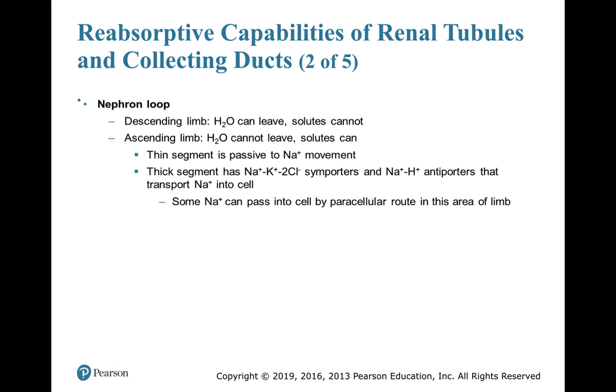So in the nephron loop, the descending limb will allow water to leave, but not solutes. In the ascending limb, water can't leave, but solutes can. The thin segment is passive to sodium movement. The thick segment has sodium, potassium, chloride symporters, so they move in the same direction, and sodium-hydrogen ion antiporters that are going to transport sodium into the cell. And some sodium can pass into the cell by paracellular routes in this area, the ascending limb of the nephron loop.